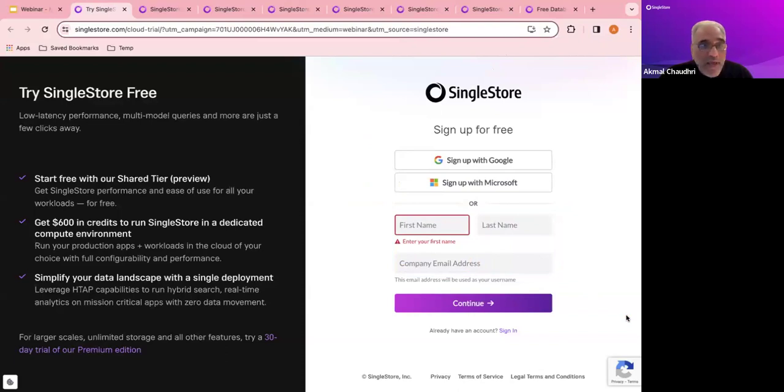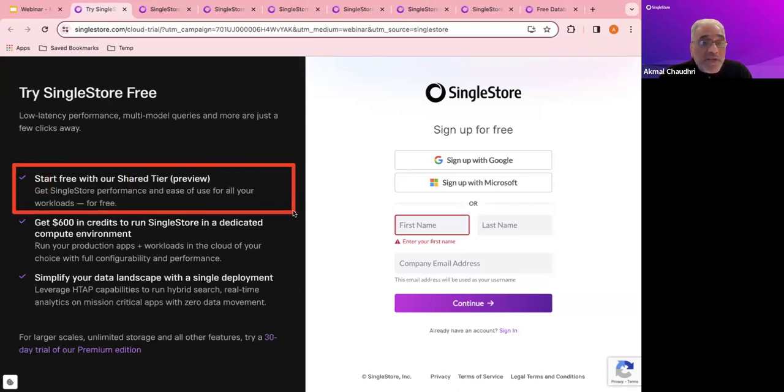On the left-hand side, you can see there are 2 key things that we highlight. Actually 3, but 2 that are important for today. Firstly, this free shared tier. It's currently in preview mode, but it is readily accessible. Immediately, you can start using it, and I'll show you that.